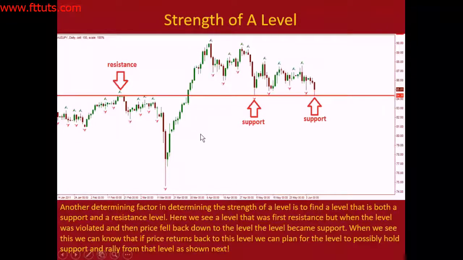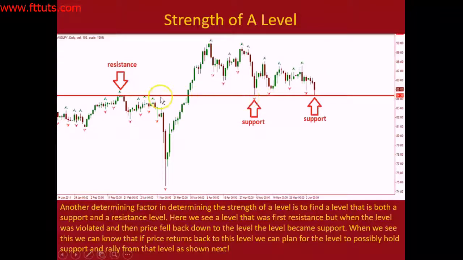Okay, another determining factor in the strength of a level is to find a level that is both a support and a resistance level. Here we can see a level that was first resistance. Back here we had resistance, but when the level was violated and price fell back down to it, this level became support. So we violated the level, fell back to it, and it was now support. All right, so resistance and support.